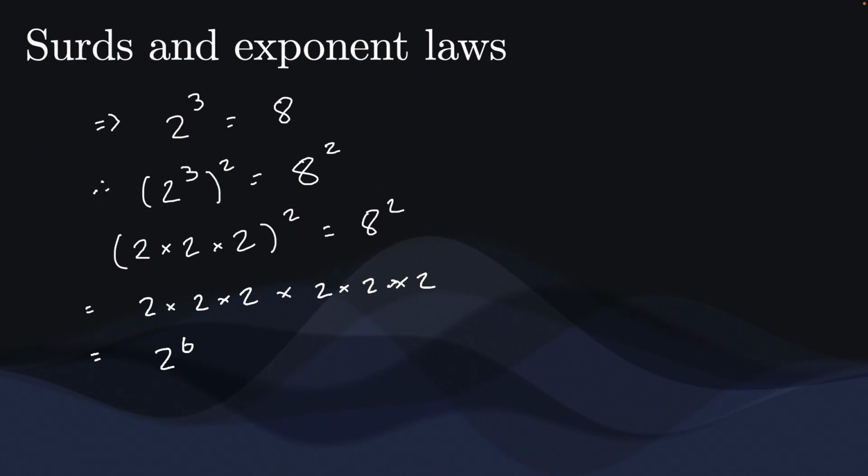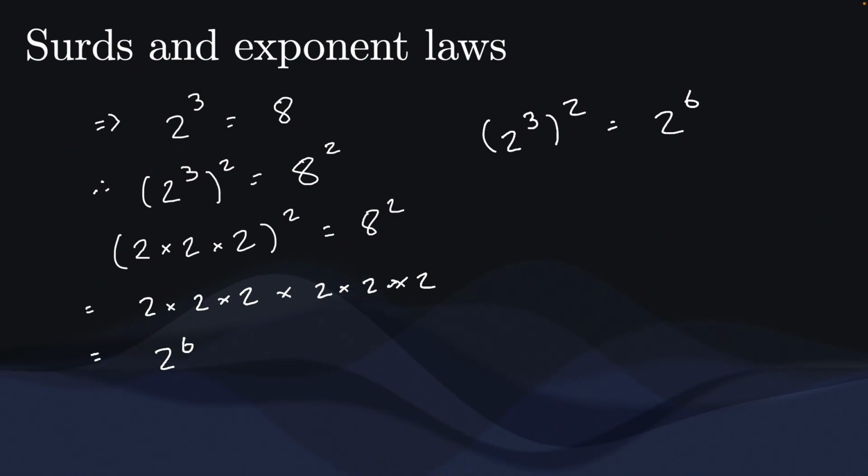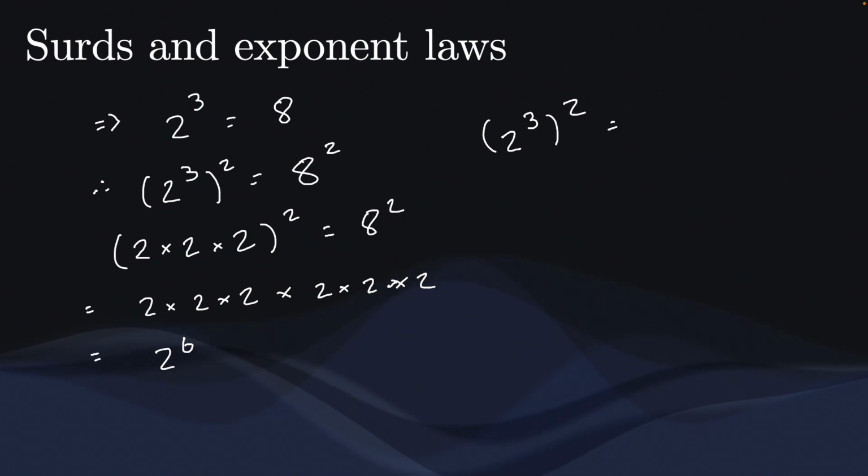And guess what? 2 to the 3, 2. What's 3 times 2? 6. So therefore, 2 to the 6. And what we can see is that when we have an exponent and then we have another exponent in a bracket outside, what we do is then multiply the 2 exponents. And that makes our life a lot easier.